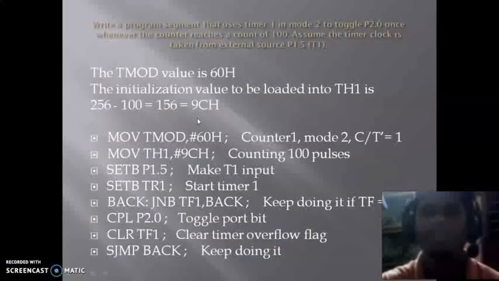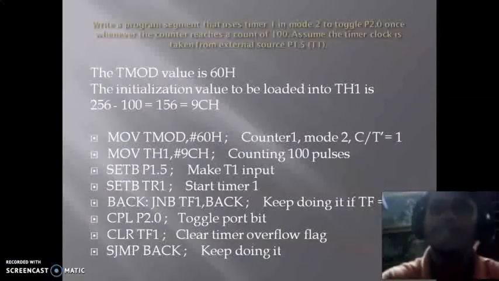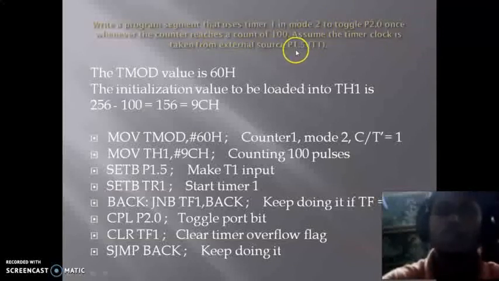Now the next program: write a program segment that uses timer 1 in mode 2 to toggle P2.0 whenever the counter reaches a count of 100. So when the 100 counts are completed, then P2.0 will be toggled, and assume the timer clock is taken from an external source, P1.5. So we will take the timer clock from the external source P1.5.